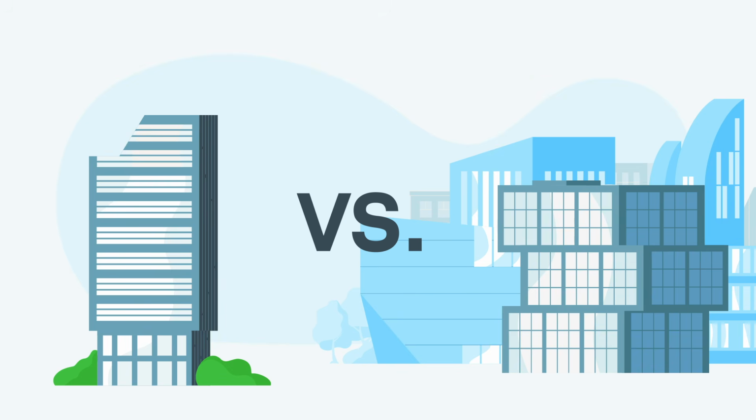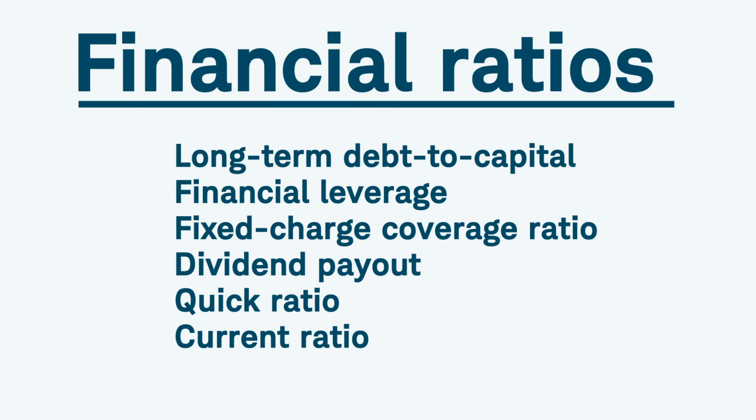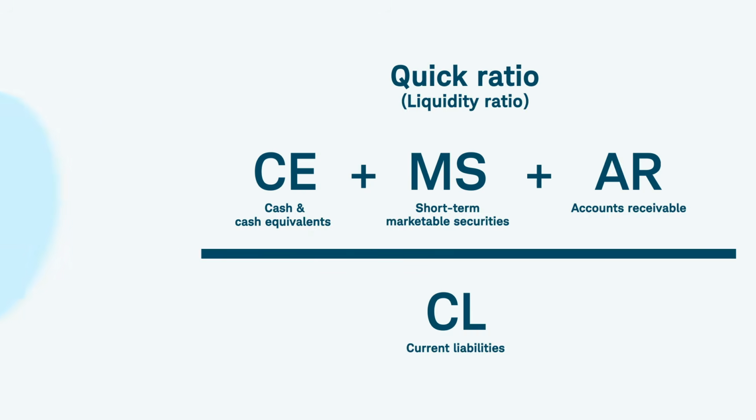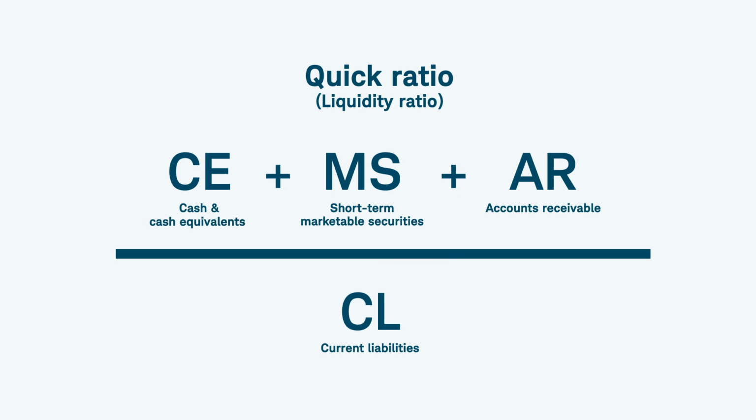One way to do this is using financial ratios. Using ratios instead of raw numbers makes it easier to compare companies of different sizes. For example, the quick ratio measures a company's ability to pay its short-term bills, which is why it's called a liquidity ratio. This is done by adding cash and cash equivalents, short-term marketable securities, and accounts receivable, and then dividing the sum by the total current liabilities.